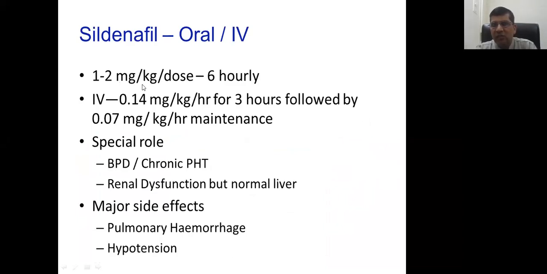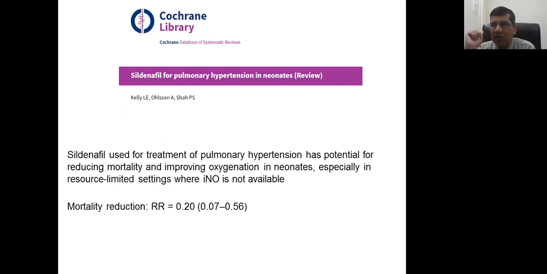The oral dosage is 1 to 2 milligram. IV dosage is 0.14 over 3 hours, followed by 0.07 maintenance. Special role for sildenafil is in the preterm BPD pulmonary hypertension. Naturally, sildenafil is not without side effects. You have to be careful about the bleedings, hypotension, pulmonary hemorrhage. These are the major complications, because sildenafil is also a systemic vasodilator. It is not only a pulmonary vasodilator. So that's why we have to be very careful about sildenafil.